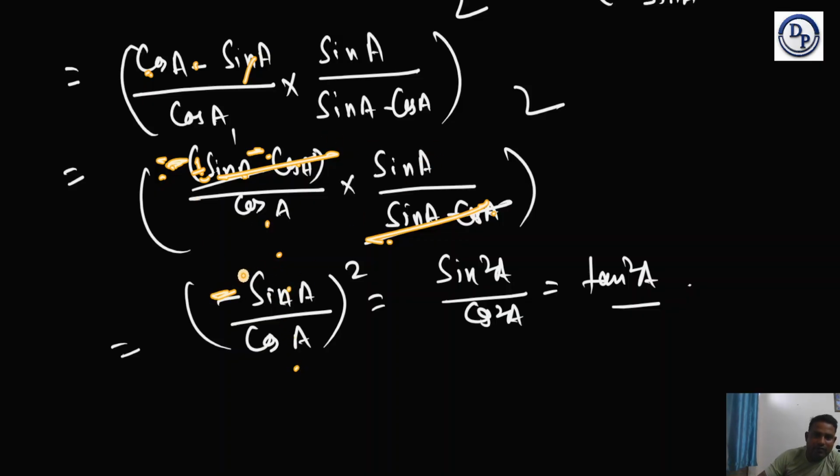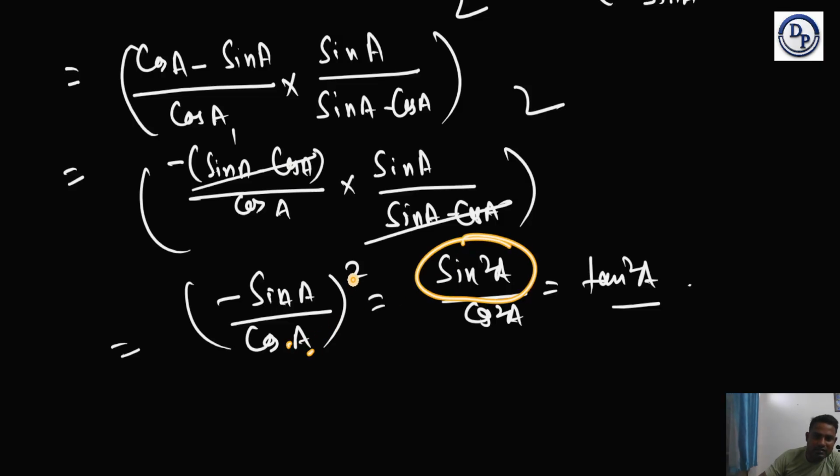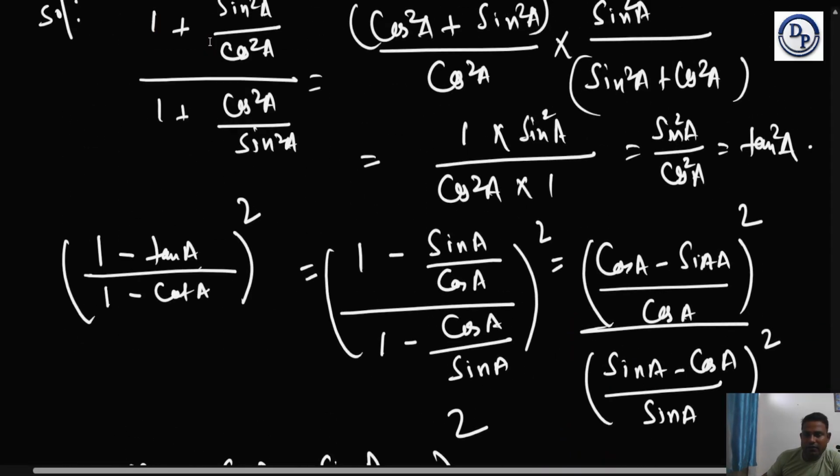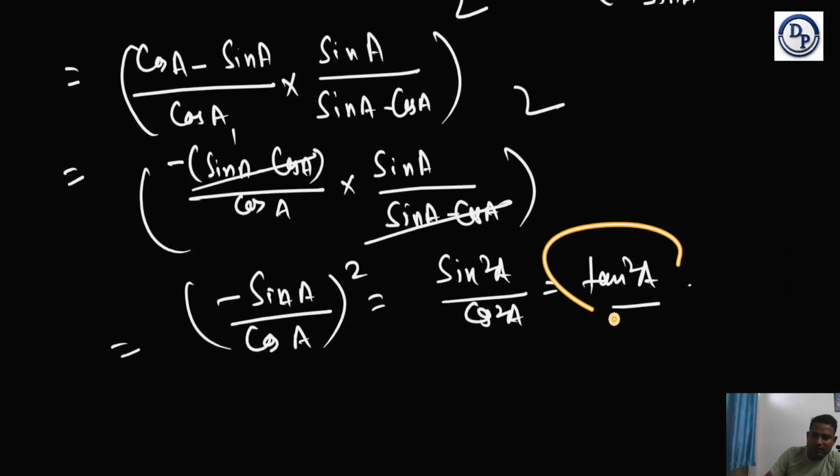When you square, this minus becomes plus, and this sin A squared becomes sin²A, and this cos A squared becomes cos²A. And we know this can be written as (sin A divided by cos A) squared. So this sin A by cos A gives us tan, and square gives us square. So this becomes tan²A. So in the first case as well, we got what? tan²A. In the second case as well, we got tan²A. This is the proof for question number 10.